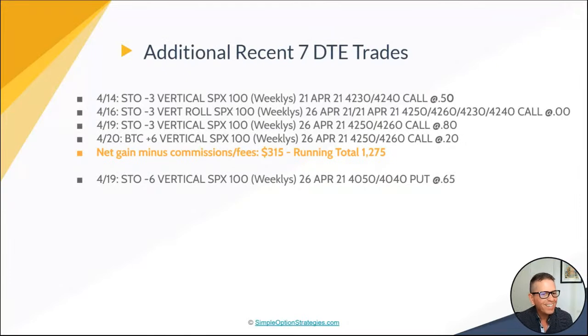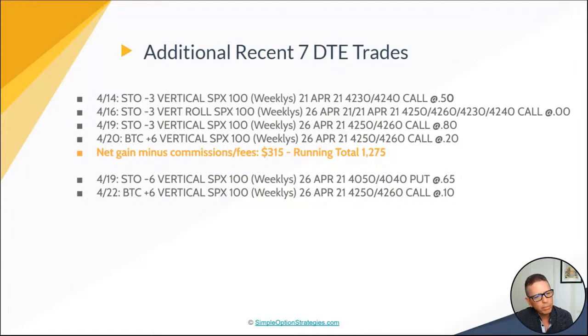Okay. All right, so let's keep moving on here. On the 19th, I put on another bull spread at 65 cents. And then I did close that call spread that was up here that I had rolled for 10 cents, right? Okay, I'm not leaving anything out here. And so the gain there was 330.